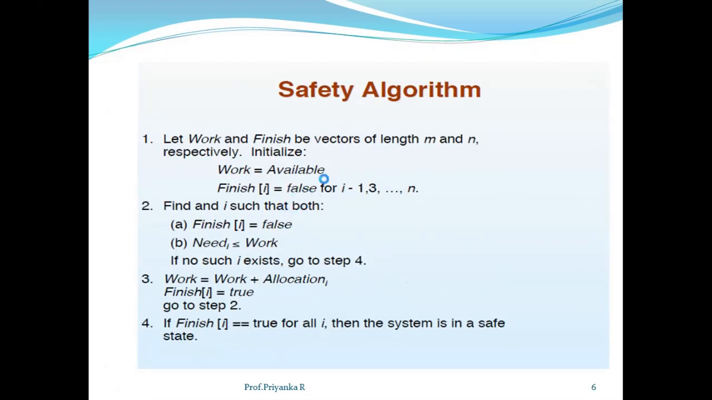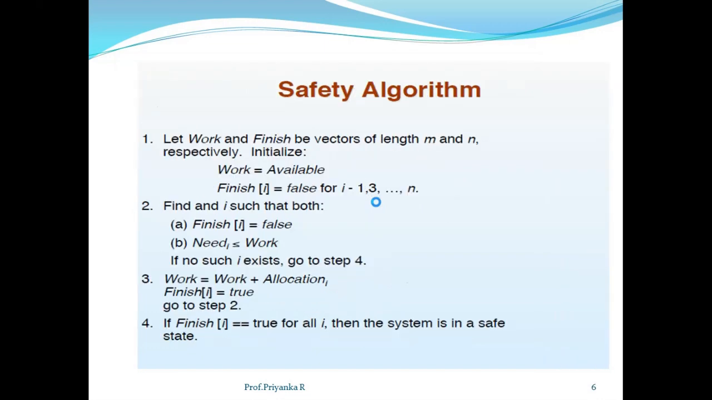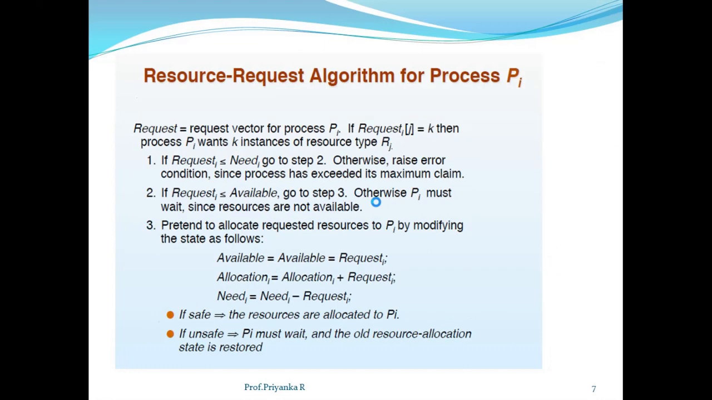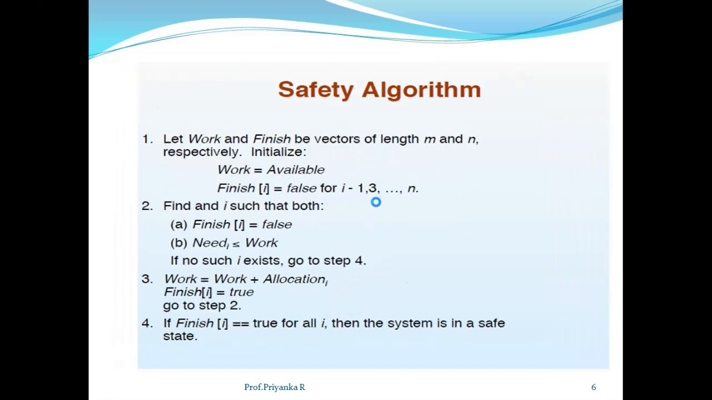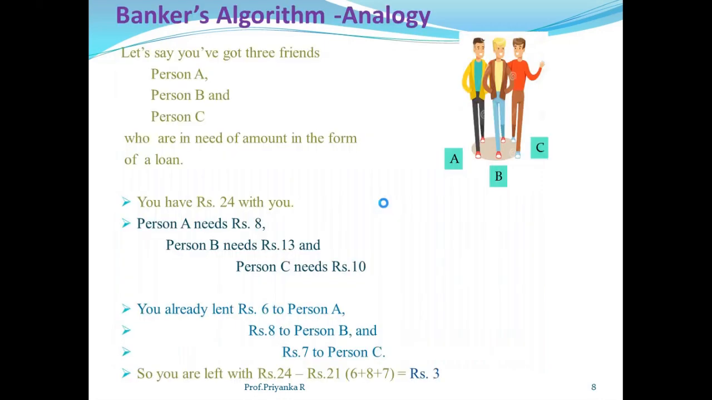We have the next algorithm, which is called the safety algorithm. The Banker's algorithm is basically divided into two sub algorithms: one is the safety algorithm and the other is the resource request algorithm. So what is the safety algorithm? There are basically four steps with respect to the safety algorithm, and we have around three steps in the resource request algorithm. In detail, we'll understand the algorithms after knowing the analogy of Banker's algorithm.